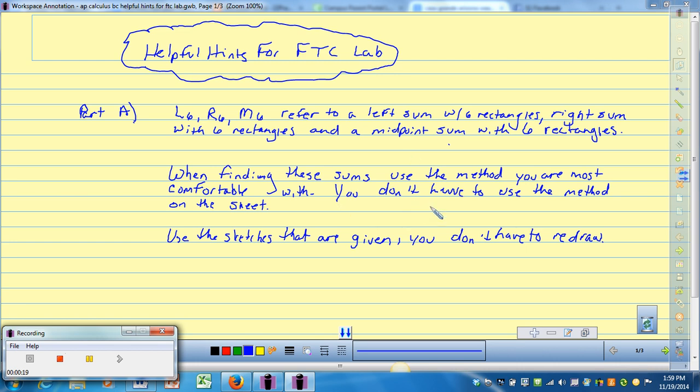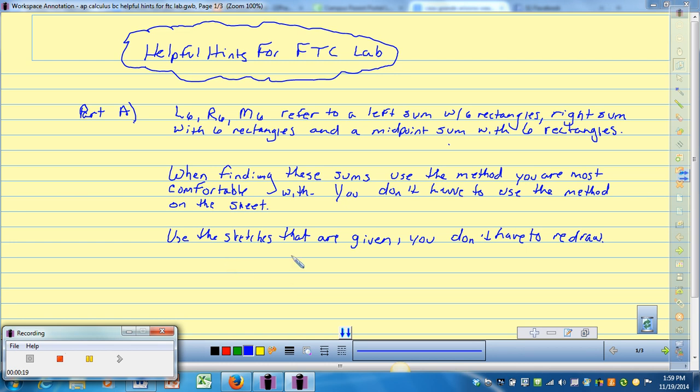They give some instruction in the lab as to how to calculate the LRAM, RRAM, and MRAM. But that is just another version of the method that we've already discussed. So you use whatever method you prefer to come up with your rectangular sums.